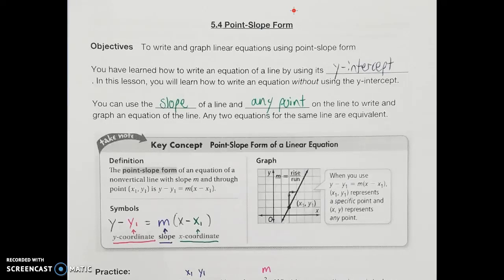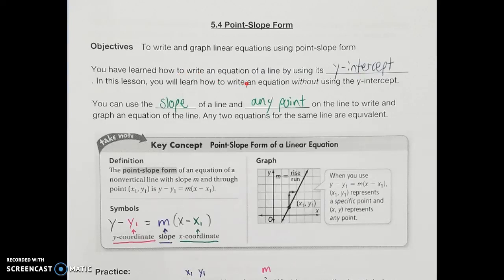So we've already been talking about writing linear equations in something we call slope-intercept form. Now we're going to do point-slope form, so taking those same linear equations, writing them a different way. So again, we've learned how to write an equation of a line by using its y-intercept. That was the intercept part of slope-intercept form.